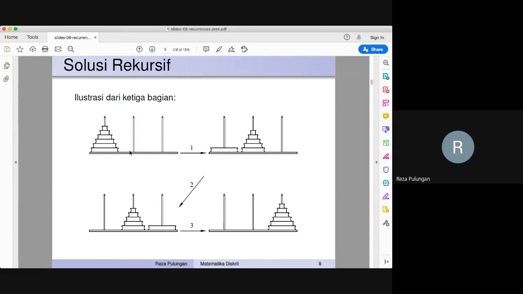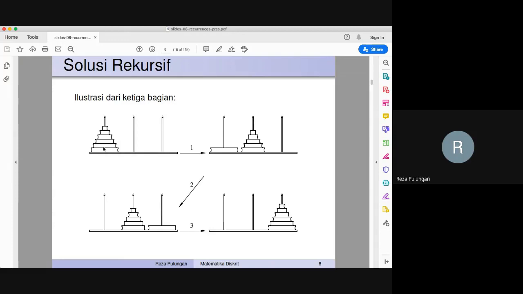Now the question is, how many moves do you need? Well, I don't really know the detail of the moves, but I know that it must take minimum T(n minus 1). You see, this is basically what I mean by thinking abstractly. We don't know the detail, but we know it must be T(n minus 1), because that's the way we define the function.